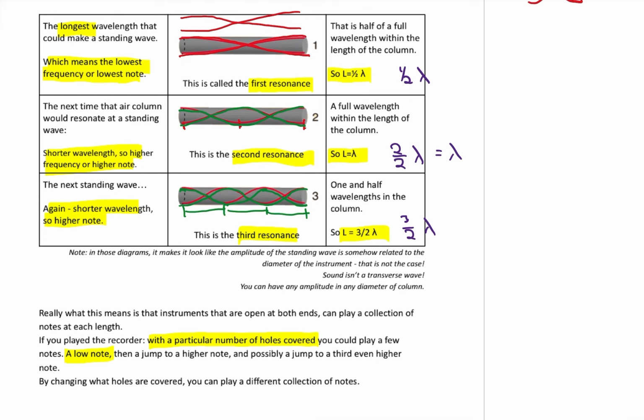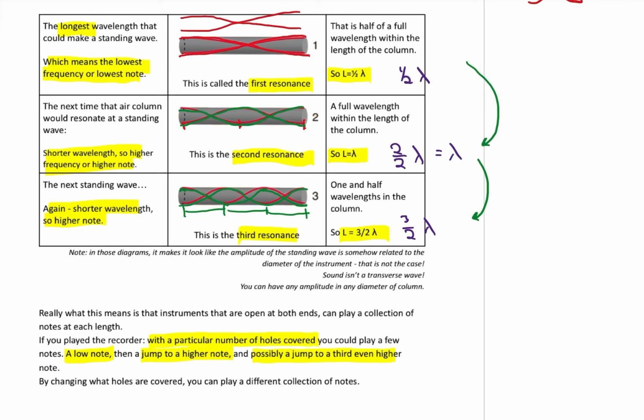And then if you blow harder, it's not going to slide up through a bunch of notes. It's just all of a sudden going to jump and play a higher note. What you've done is you've jumped from the first resonance to the second resonance when you blow harder like that. And if you blow even harder, you could possibly jump to the next resonance, an even higher note. You can't play any notes in between.